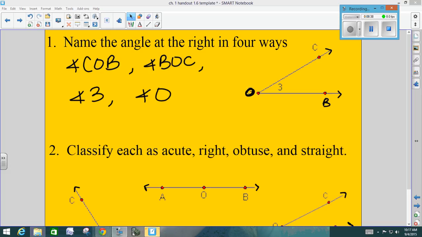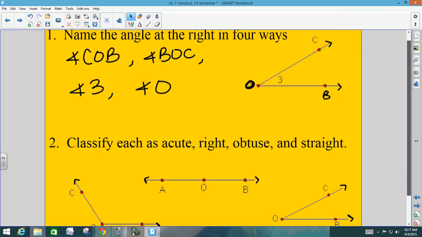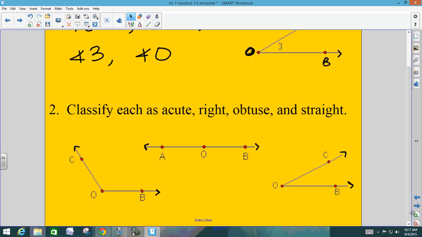All right, go ahead and do number 2. Classify each of those angles as acute, right, obtuse, or straight. Yep. No, you can do it just like you did.